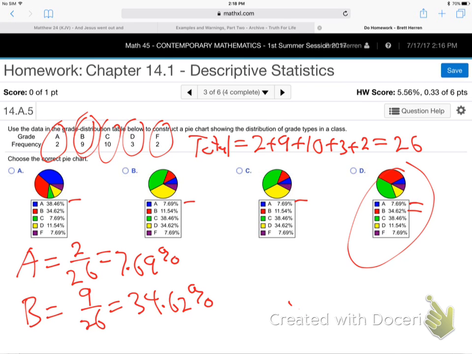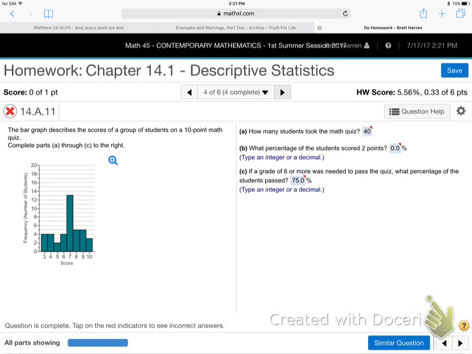Good? All right. All right, so this is the statistics stuff. So, all right, let's see.